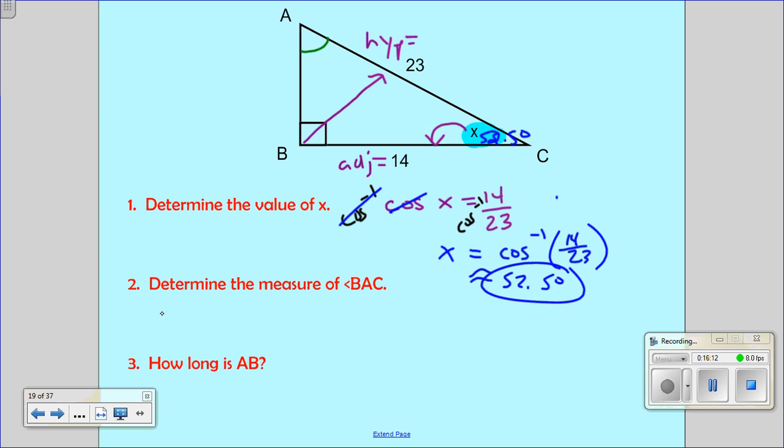And then the last thing it wants us to do is find the length of AB. To find the length of AB, you're going to use Pythagorean's theorem. A squared plus B squared equals C squared. Remember, you have your hypotenuse already. So that means you have C. Now that you know that information, go ahead and finish those 2 questions on this example.